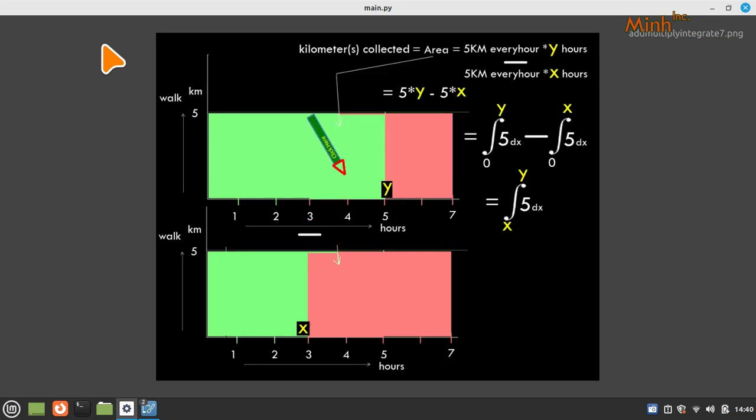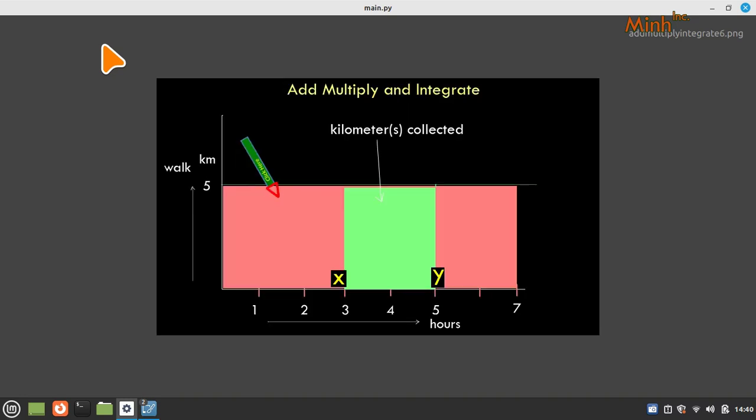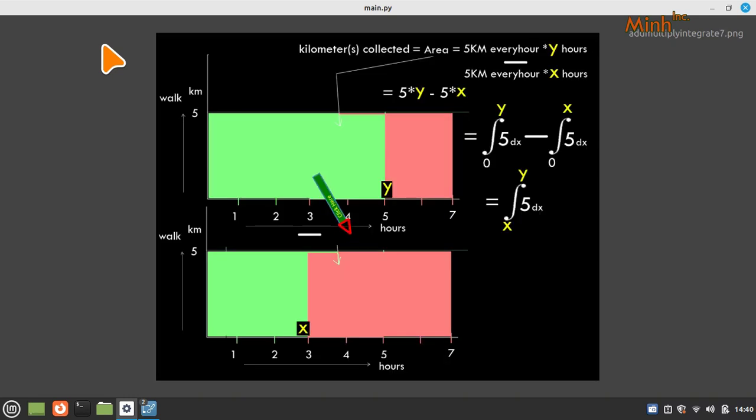So the first is the bigger area, the next is the smaller area. If I do the subtraction of these two areas, then it leads to this area. So this much he walked between x and y. So now I can say 5y minus 5x. This is not a natural way. This is the notation. This is how integration notation is mapped to the area.